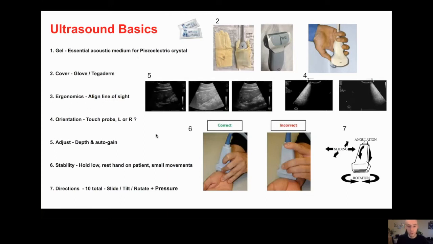Orientation. Once you've selected your probe, put some gel on and tap the left side or the right side. If you see the corresponding image on the ultrasound machine flicker on the left when you touch the left of the probe, then you know it's correctly orientated. But if you're touching the left and it looks like the right is being touched, then you just need to turn it around because it's not oriented correctly.